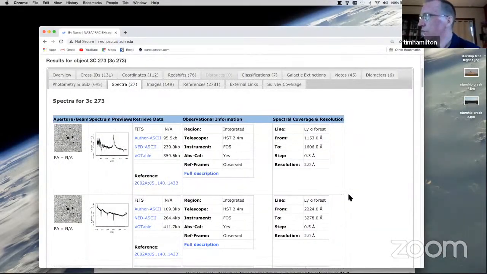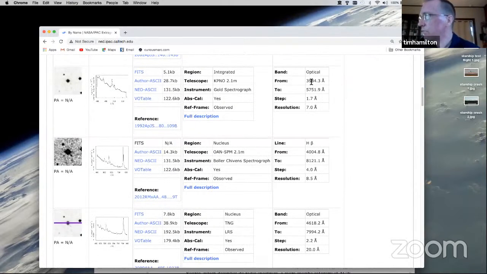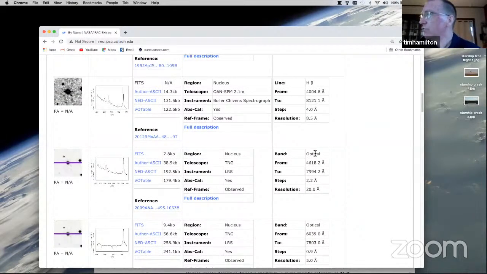All right, so these first two don't cover it. Now what about this? That's optical, it says, but you see, it doesn't go all the way up to 5900. That's not good. Now the next two both cover it. This one covers H beta from 4008 angstroms to 8100. That covers everything. This one covers the same range here. All right, so which one do we choose? By the way, the next one is too far to the red. So which one of these do we choose?